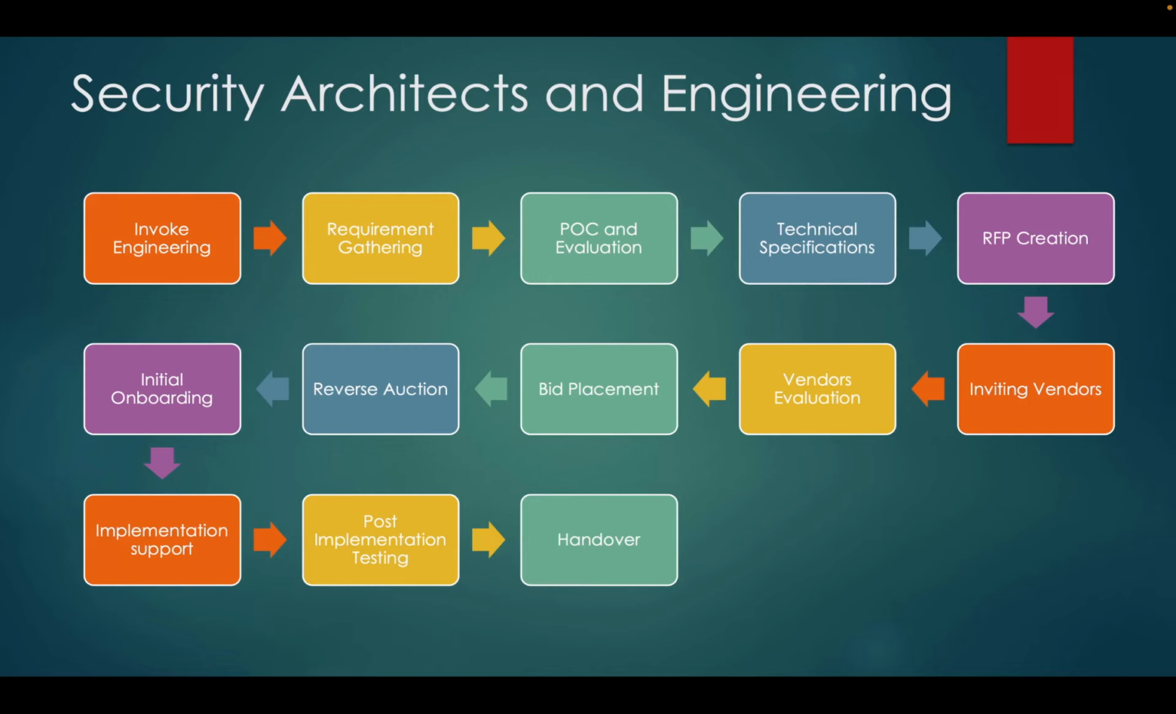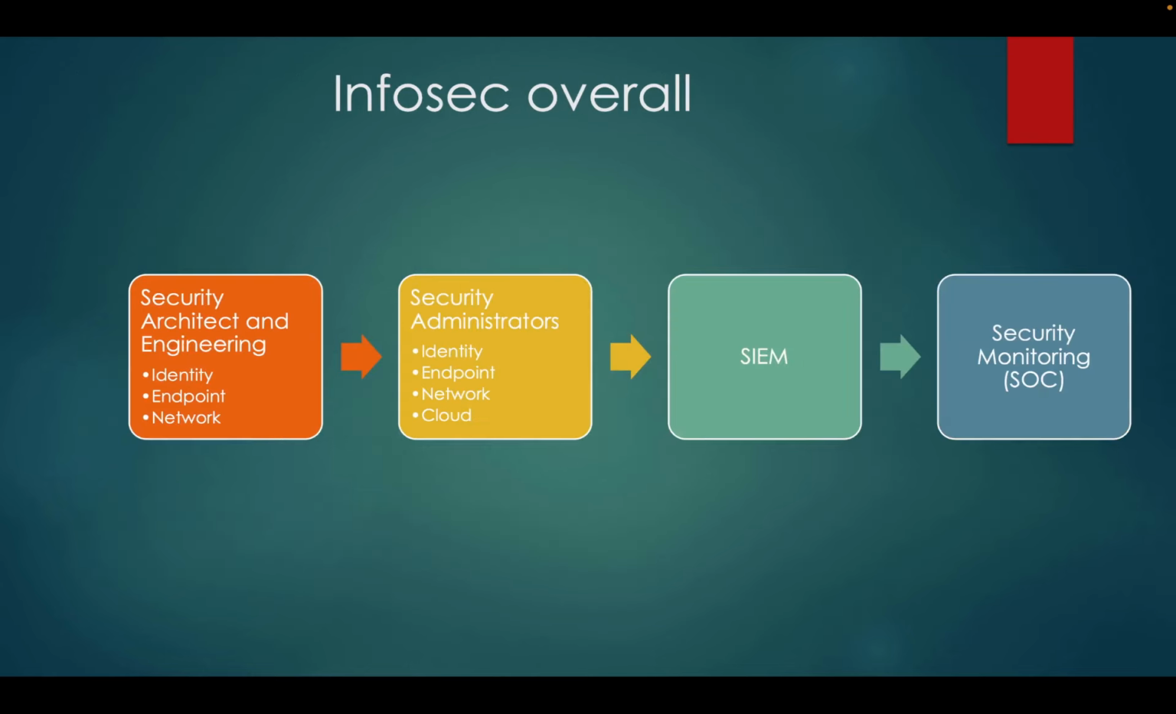So all these things are taken care of by the security architecture engineering team: getting new tools, new shiny stuff, latest next generation tools into the environment, plugging them in, and then ensuring that it's monitored and compliance is met. So how does the infosec overall look right now? This is the knowledge that we have learned throughout this video series. So SOC, there is SIEM that is used to monitor security of the company. There is a security administrator team that manages all these tools, and then there is a security architect engineering team who deploys these tools.